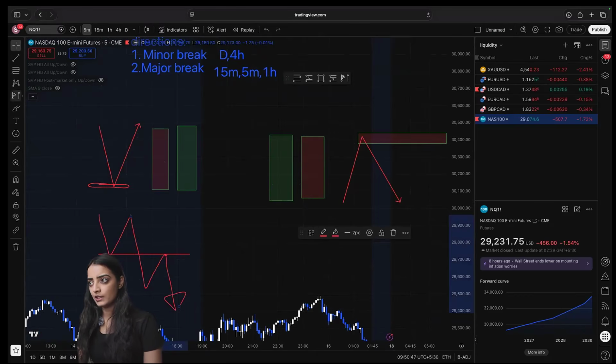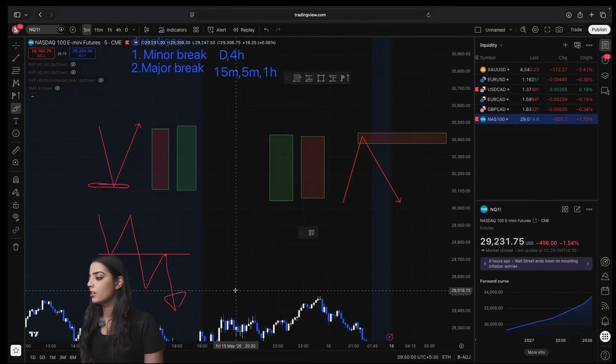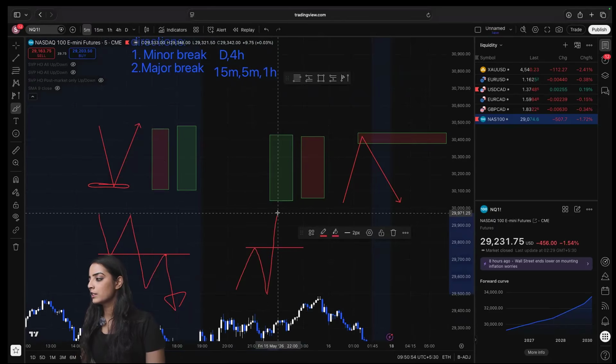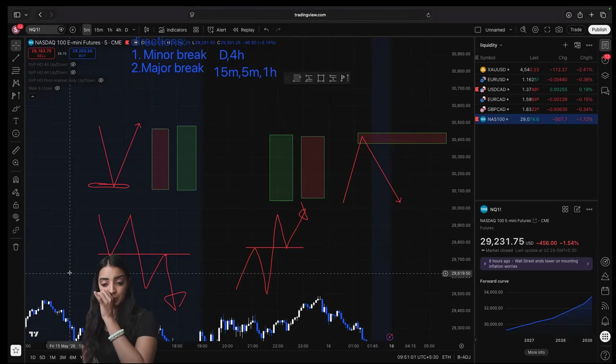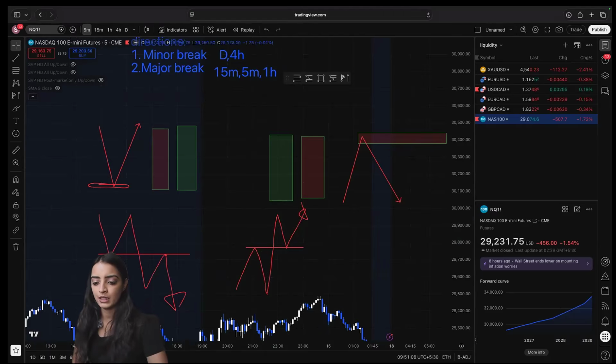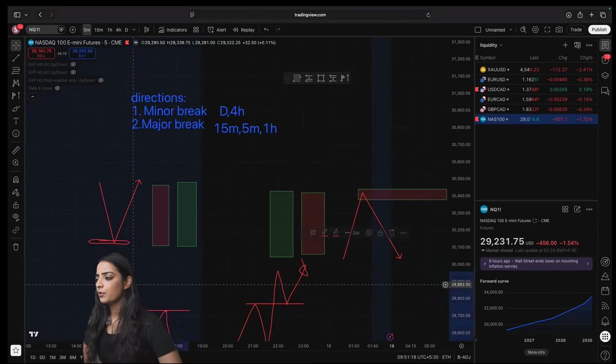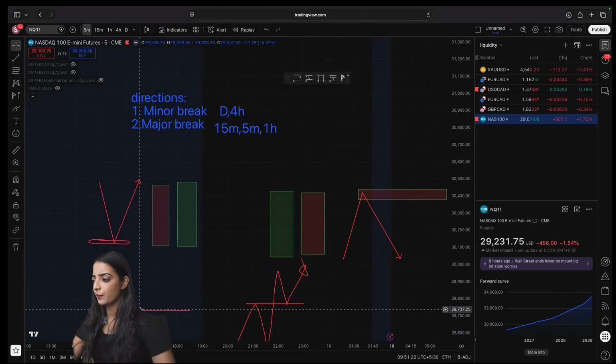And similarly, we have a resistance like this. If the resistance gets broken, it can now act like support. And keep in mind, I'm always saying it might do this, it might do that. I'm not saying that 100% it's going to happen, because nothing in the markets happens 100%. If I say that, I'm saying something wrong. Okay, so basic stuff. Now, let's try to see that in a candlestick chart.